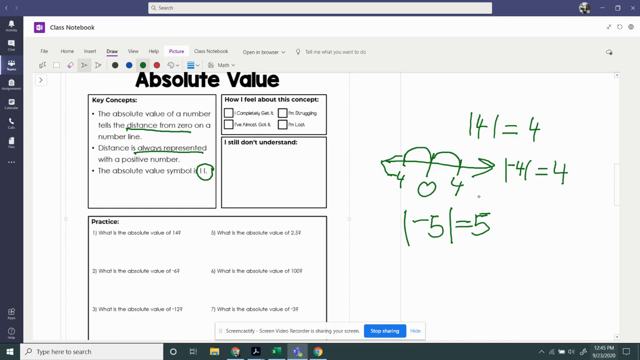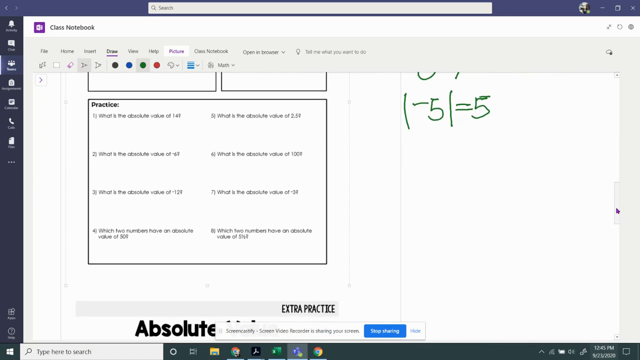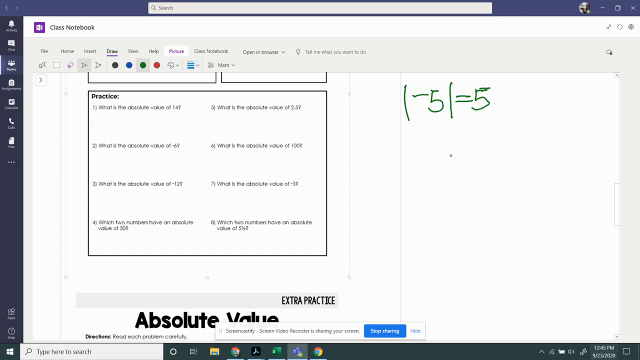Okay, so let's go on to some of the problems. We are asked, what is the absolute value of 14? Well, the absolute value of 14 is 14 because it is 14 units from 0 on the number line. What is the absolute value of negative 6? Well, negative 6 is 6 units from 0 on the number line. So the absolute value of negative 6 is 6.